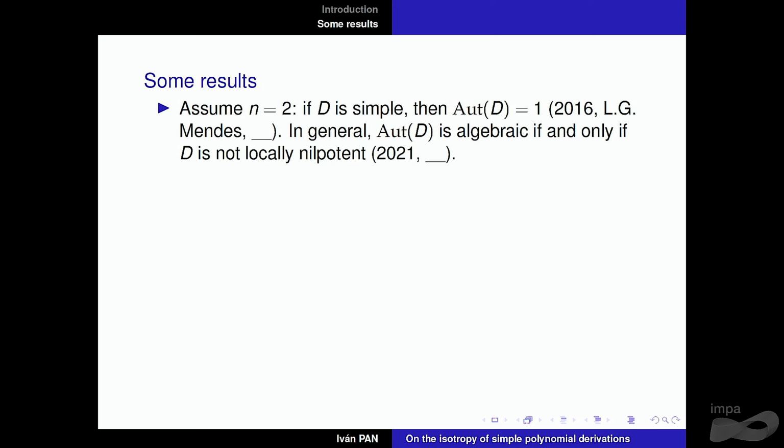But this is no longer true in higher dimension, in fact. The only part which is true is that if the derivation is locally nilpotent, then the isotropy is not an algebraic group. But there are other derivations which are locally nilpotent with a complicated, non-algebraic isotropy. There are examples.